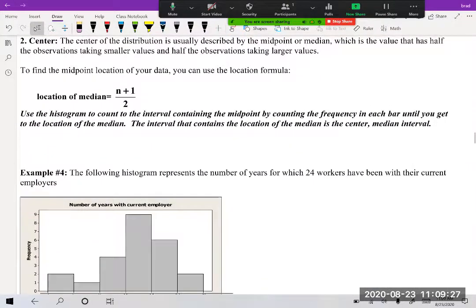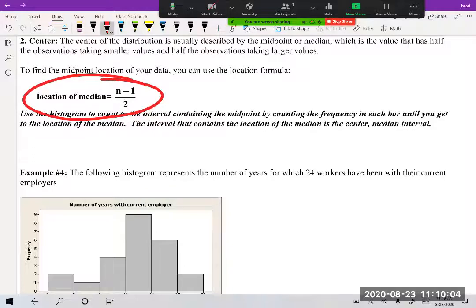Something really important from chapter 2 is center of data. Or actually, to be honest with you, for the remainder of the course is the center of data. So the center of distribution is usually described by the midpoint or median. Also, we'll talk about the mean as well. The median is the value that has half of the observations taking smaller values and half of the observations taking larger values. To find the midpoint location of your data, you can use the location formula. So this formula is just a nice basic n+1, n being how many values are in your table. And you add 1 to it and then divide by 2.